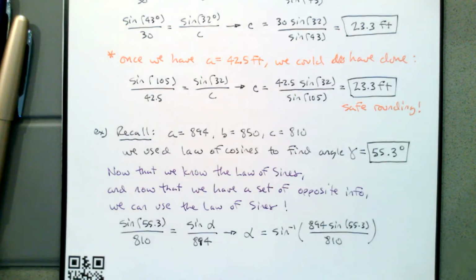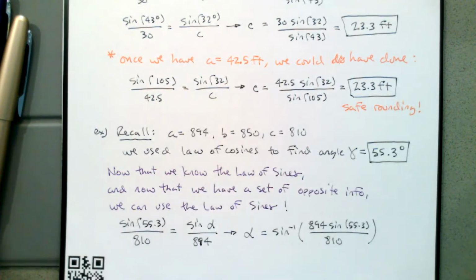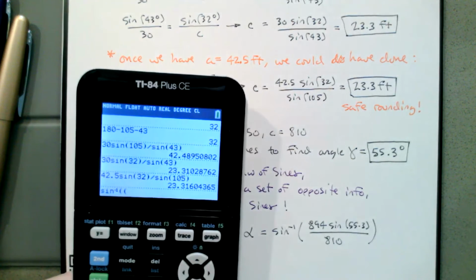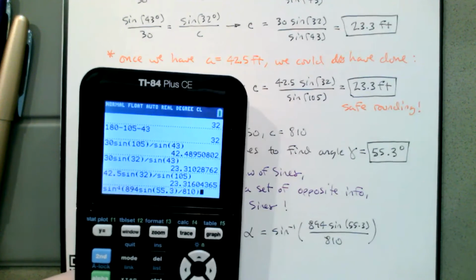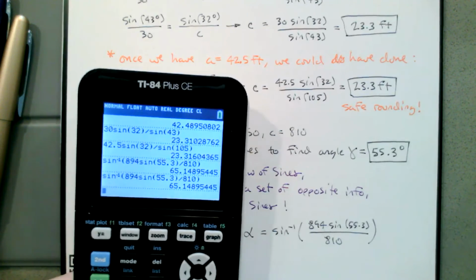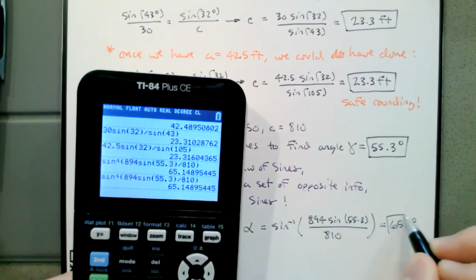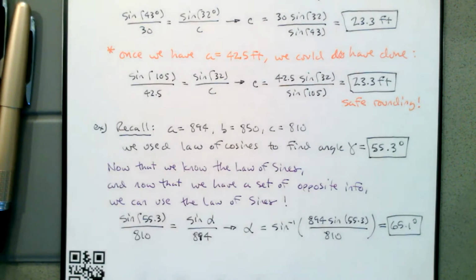Last week, we didn't have this law of sines technology. We had to use the law of cosines again, but then we subtracted, because once we have two angles, we subtract to find the third one. So I'll do a sine inverse of the numerator, which is actually, I don't need that because it's all multiplication. 894 times the sine of 55.3. I do need to close these parentheses, and then I'll divide by 810. Close the sine inverse, and I'll get 65.1, just like we had before. Then once we have two angles, we could subtract to find the third.